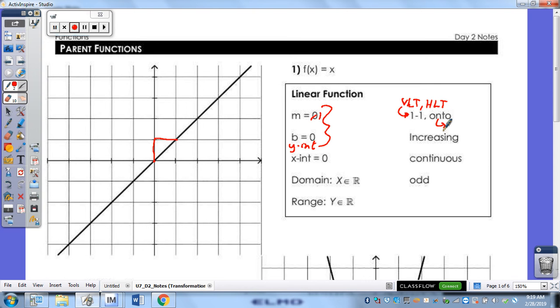Onto means it uses all range values. So since this graph keeps going on forever, it will eventually use every single range value. So it is an onto function also. This graph is increasing. It's continuous because it's all connected in one. And it is also an odd function because it is symmetric through the origin.